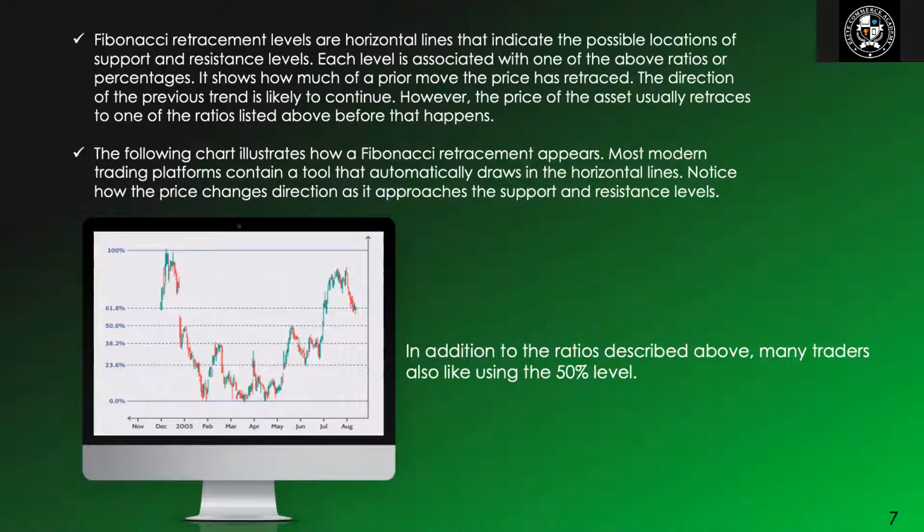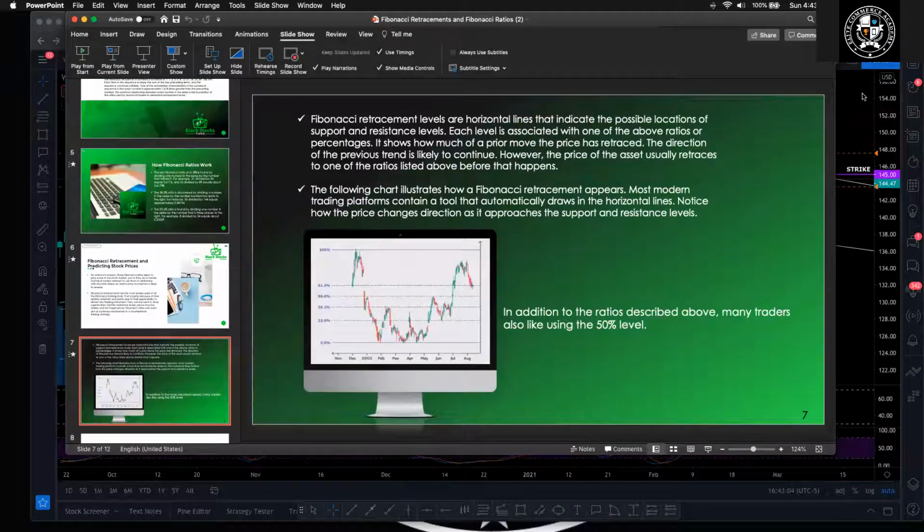Most modern trading platforms contain a tool that automatically draws the horizontal lines. Notice how the price changes direction as it approaches the support and resistance levels. In addition to ratios described above, many traders also like using the 50% level. So let's put a pause on that and get to the charts.